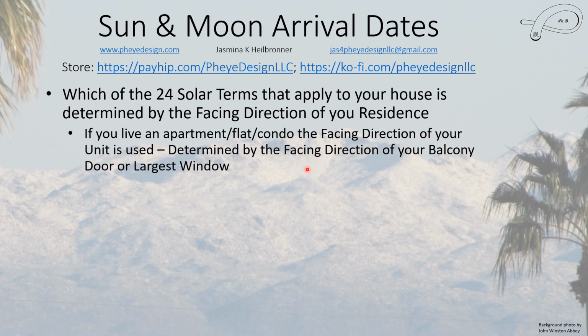But if you live in an apartment or a condo, the facing direction you're going to use is your unit facing direction. That's determined either by the facing direction of your balcony door, if you have a balcony, or the largest window if you don't. And that would be a balcony or largest window in the family area of the apartment, not somebody's bedroom. Sometimes this can be a little hard to figure out. In some of the really modern buildings, this can be a bit difficult.